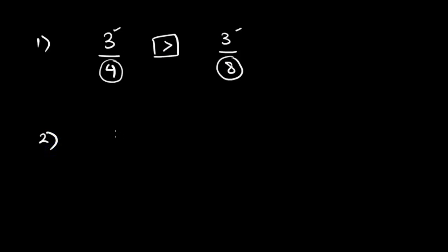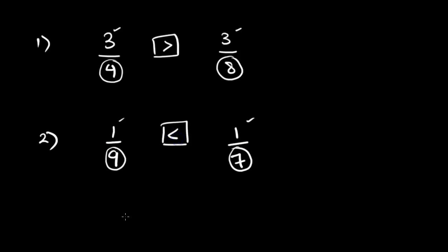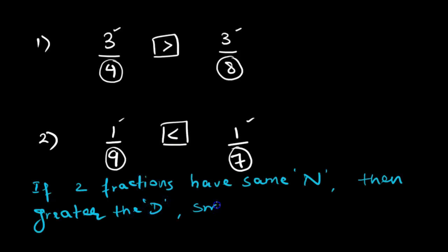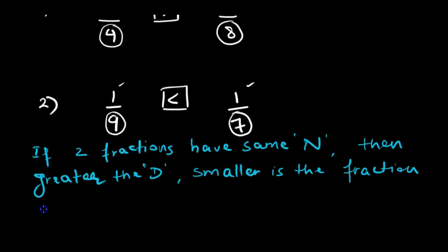Let's do another example. We have 1 over 9 and 1 over 7 to compare now. We notice that the numerators are 1 for each, which is same. Now we compare 9 with 7. And the rule is, if the numerators are same, greater is the denominator, smaller is the fraction. Hence we can conclude, if two fractions have same numerator, then greater the denominator, smaller is the fraction. And vice versa is true too. That is, smaller the denominator, greater is the fraction.